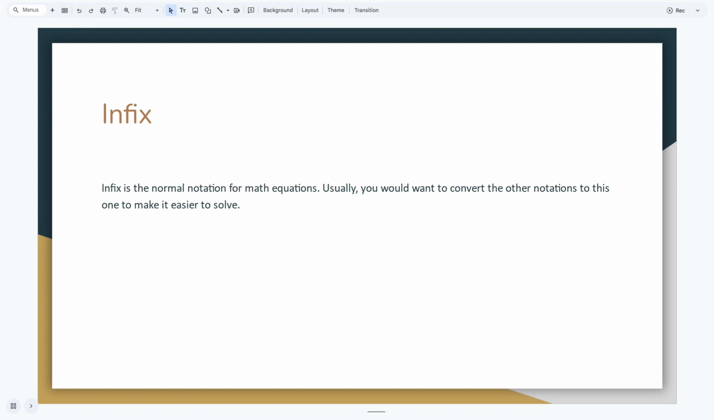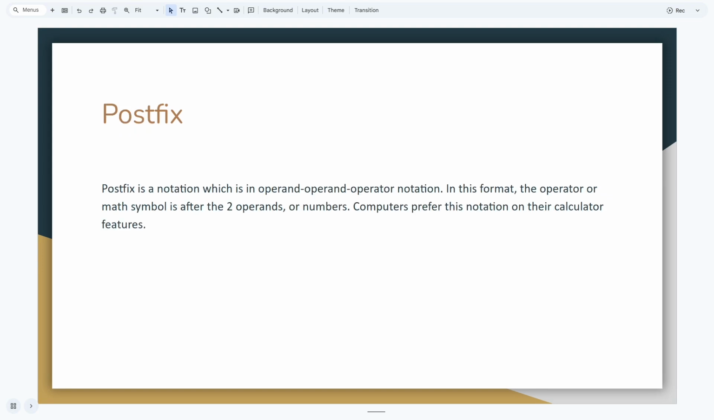Infix is the normal notation for math equations. We're normally looking at this, so usually you want to convert the other notations to this one to make it easier to solve because you know how to do this. It's way simpler. And now postfix is an operand-operand-operator notation. In this format, the operator, or math symbol, is after the two operands, or numbers. So 2 plus 2 would be 2, 2 plus. Computers prefer this notation on their calculator features, which just tells you how efficient it is.